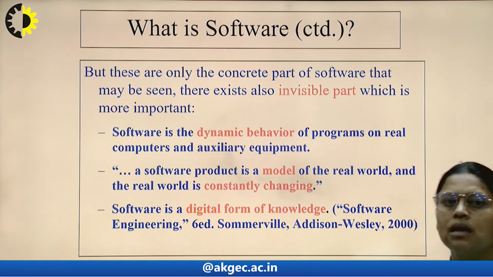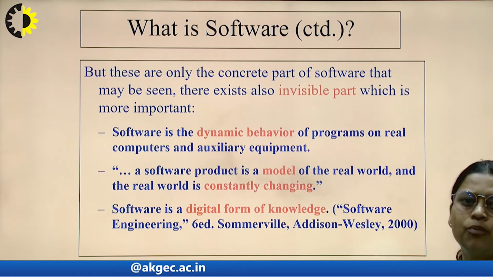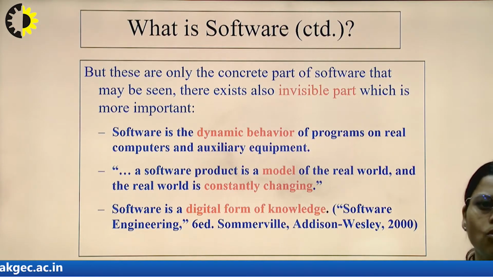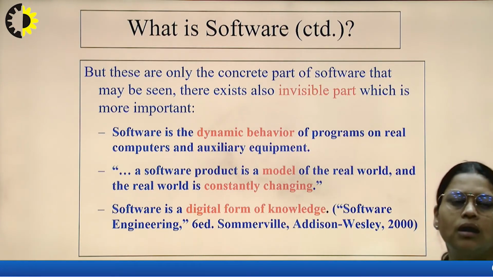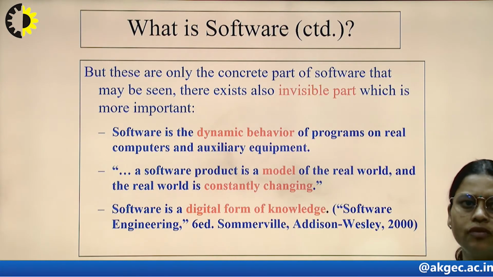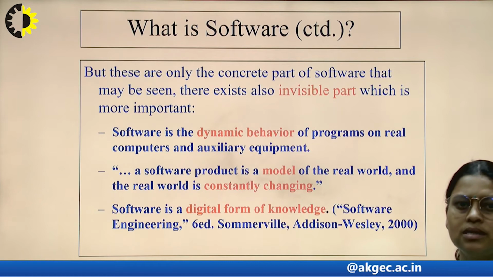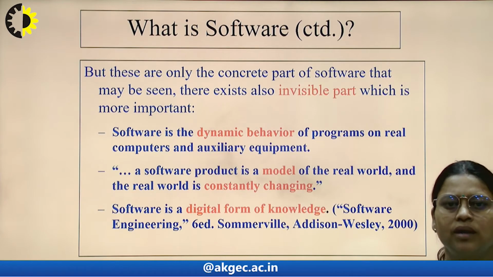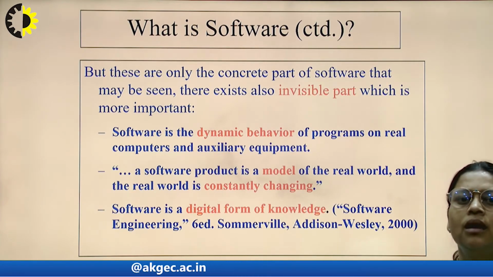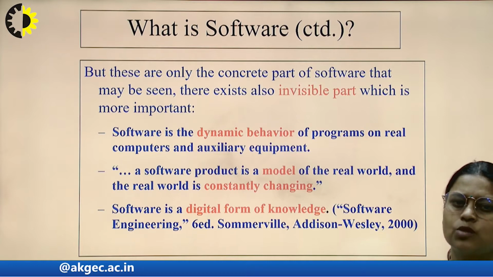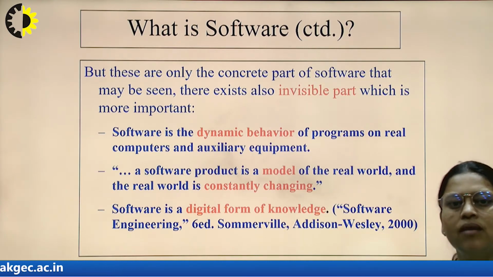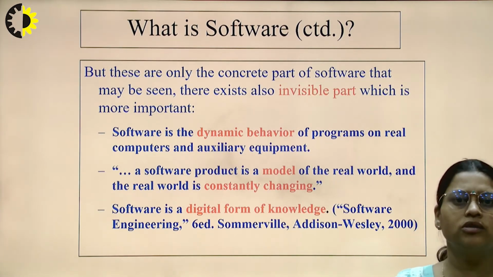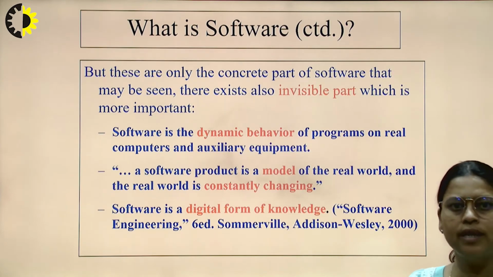Dynamic behavior means we can change the program, we can change the software as per the need and requirement of the customer. Another thing is that a software product is a model of the real world. As per the expectation of the customer, we can make a model and implement it, and it behaves like the real world, and the real world is constantly changing. So, as the technology changes, we may change the software accordingly.